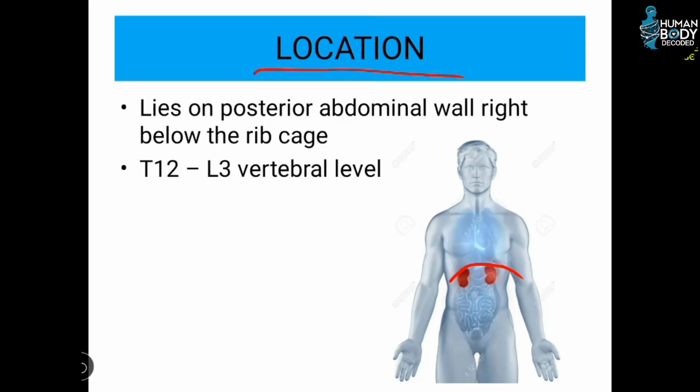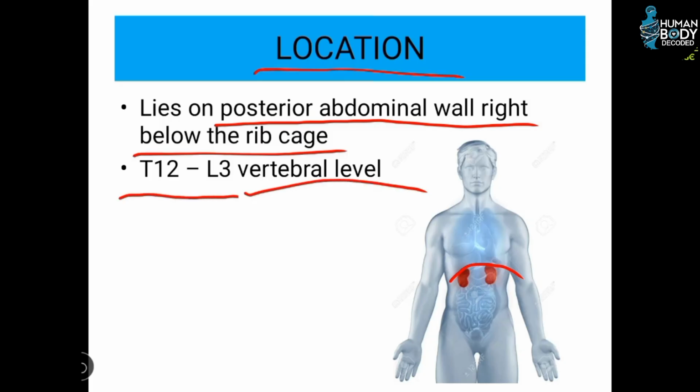It is clear that the kidneys are located in the abdomen, but they are positioned towards the back, not the front. In medical terminology, the back side is referred to as posterior, while the front side is called anterior. Thus, the position of the kidneys is on the posterior abdominal wall, just below the rib cage. As for the vertebral level, the kidneys are located between T12 and L3.